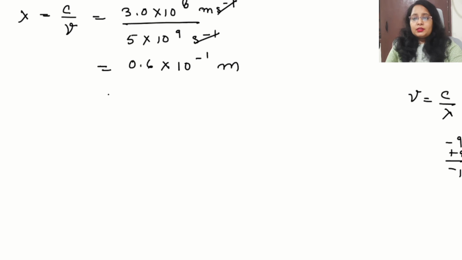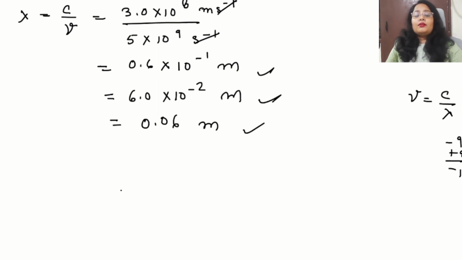This will be our answer, or we can write it as 6.0 into 10 to the power minus 2, because shifting rightward means minus 1 plus minus 1, it is minus 2 meter. Or we can write it in one more way, that is removing the power. So minus 1 will be removed like this, we can write 0.06 meter. All these three are the answer for the wavelength.